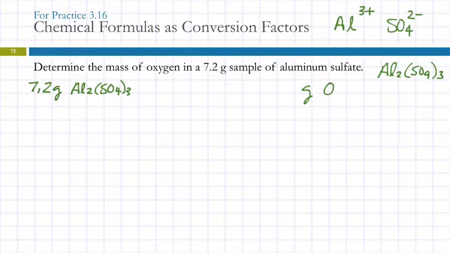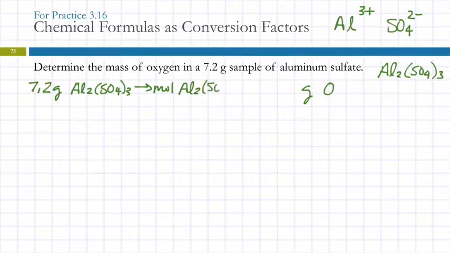No. If they gave me the percent composition, I could, but they didn't. I could calculate the percent composition and then use it. But that's going to be just as much work as going through moles. So I can convert grams of aluminum sulfate to moles of aluminum sulfate. That's just using Avogadro's number.